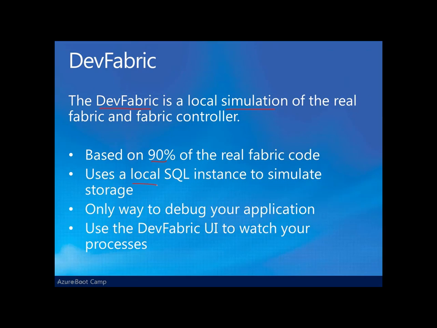Locally, that is in the Dev Fabric, a SQL instance, either SQL Express or full SQL Server, is used to simulate storage. And that's probably one of the key differences in that 10% that's not the real fabric versus the Dev Fabric. Inside of the Azure cloud, storage is handled differently than it is in the Dev Fabric. In Dev Fabric, storage, tables, queues, and blobs, as we mentioned in our first chapter, are actually handled by this SQL instance. And the Dev Fabric is the only way to debug applications, at least today. You can't debug in the cloud, so the only way to debug applications is through the Dev Fabric.